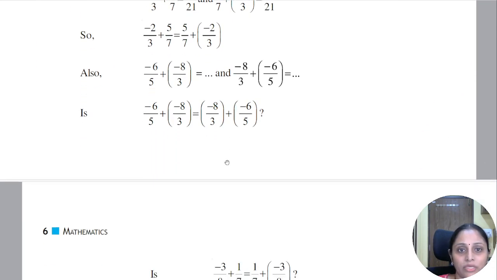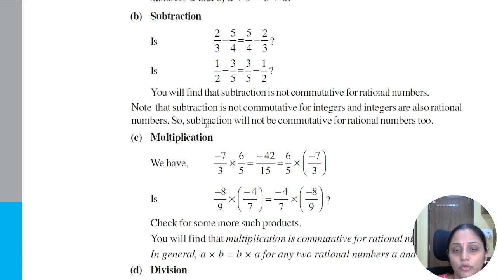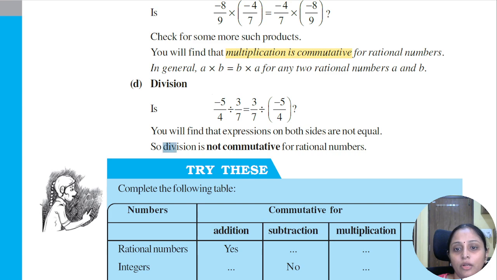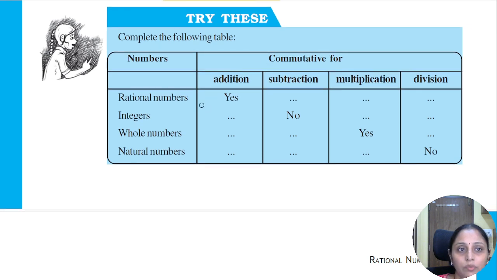And they have taken a few examples like we have done, and they have concluded that addition is commutative for rational numbers, subtraction is not commutative for rational numbers, multiplication is commutative for rational numbers, and division is not commutative for rational numbers, right? Now here, like for closure property, they have given a small table which you can fill out to check which operation is commutative for which set.